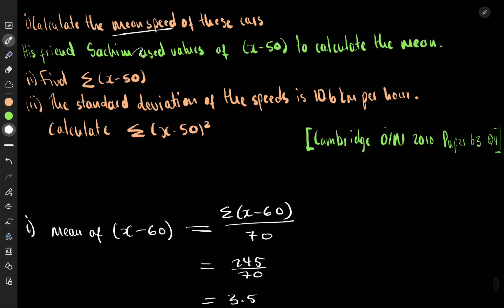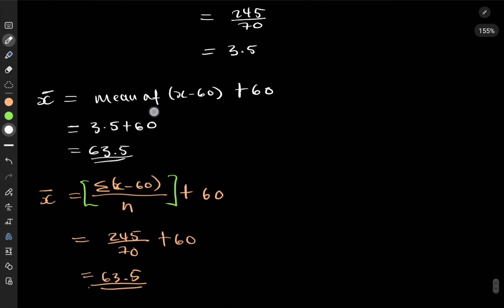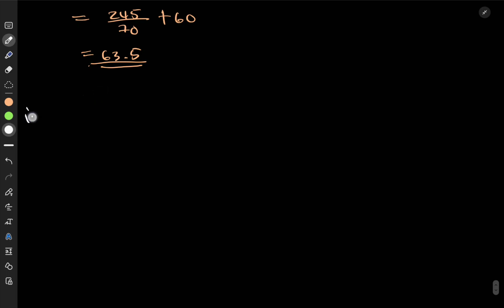His friend Sachin used values of x minus 50. So his friend actually had something that was 50 less than what it should be. Now calculate the mean again. His friend used this to calculate the mean. Now they want the sum of x minus 50. All right. So what do we know? We just put it in the formula. The mean is equal to the sum of x minus 50 over n, which is the mean of x minus 50. Then you add 50, and you get the true mean.